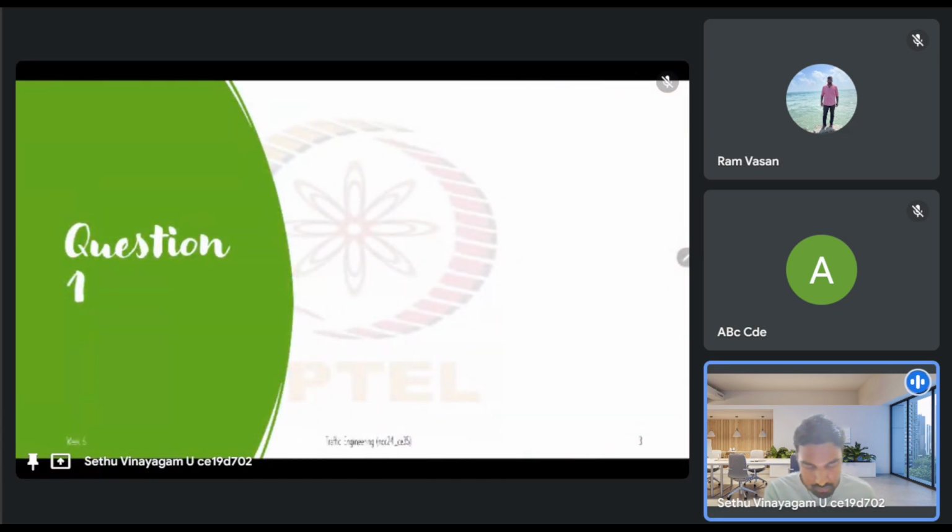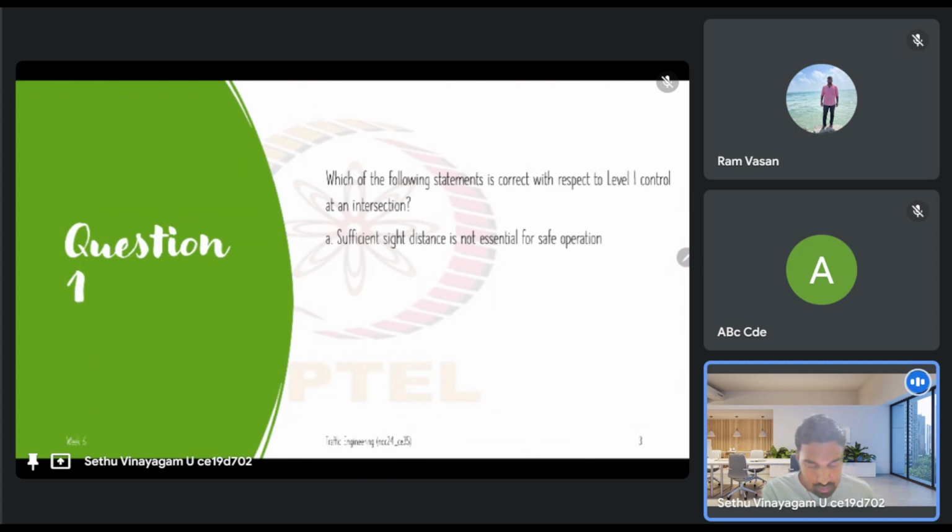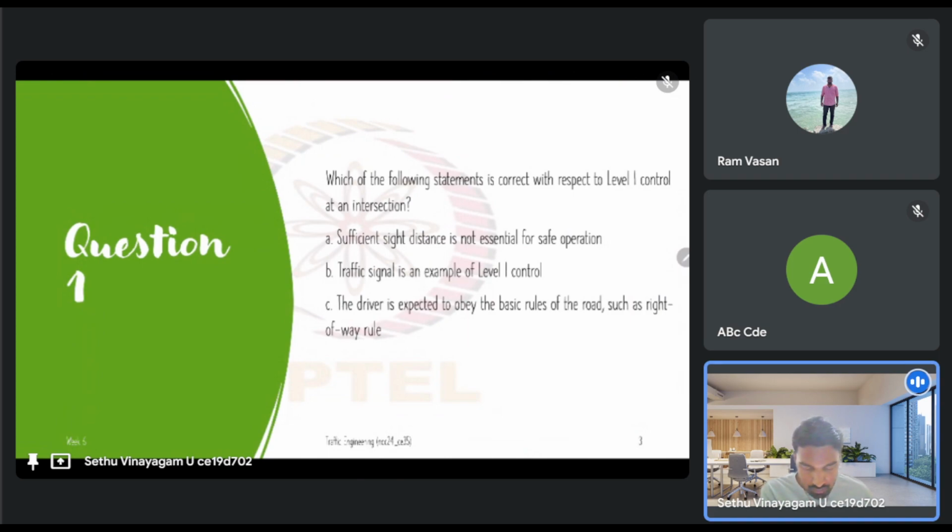The first question for this week is, which of the following statements is correct with respect to level 1 control at an intersection? A: Sufficient side distance is not essential for safe operation. B: Traffic signal is an example of level 1 control. C: The driver is expected to obey the basic rules of the road, such as right of way rule. And D is all of these. You can put your answer in the chat. Take a moment to think about it and then use the chat to answer.